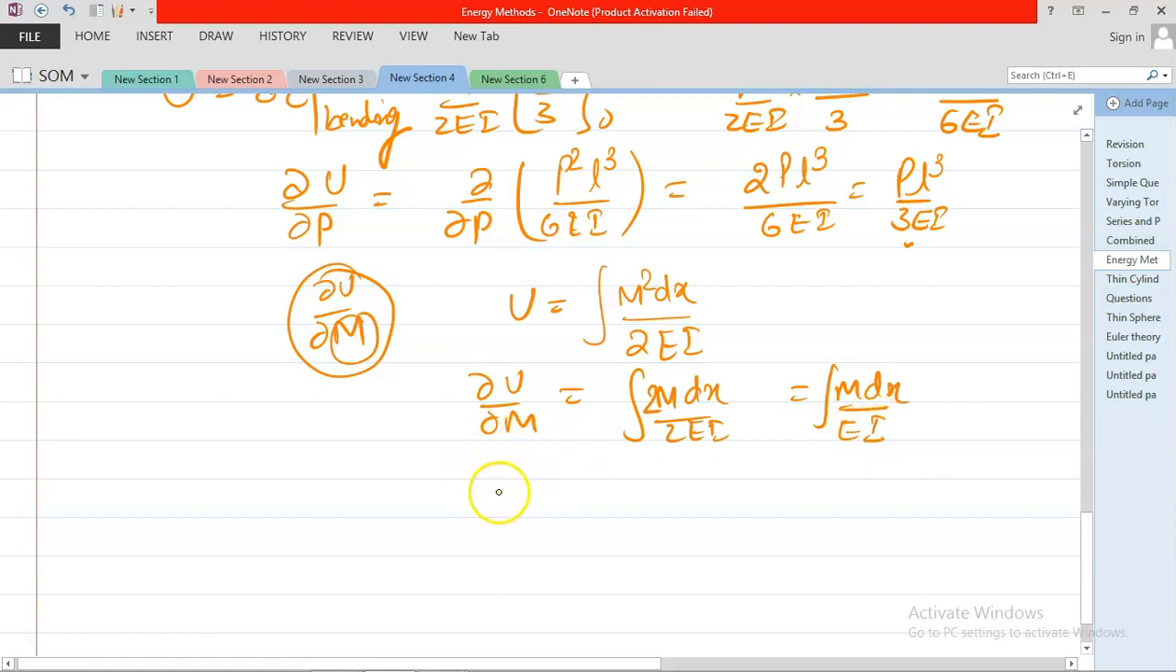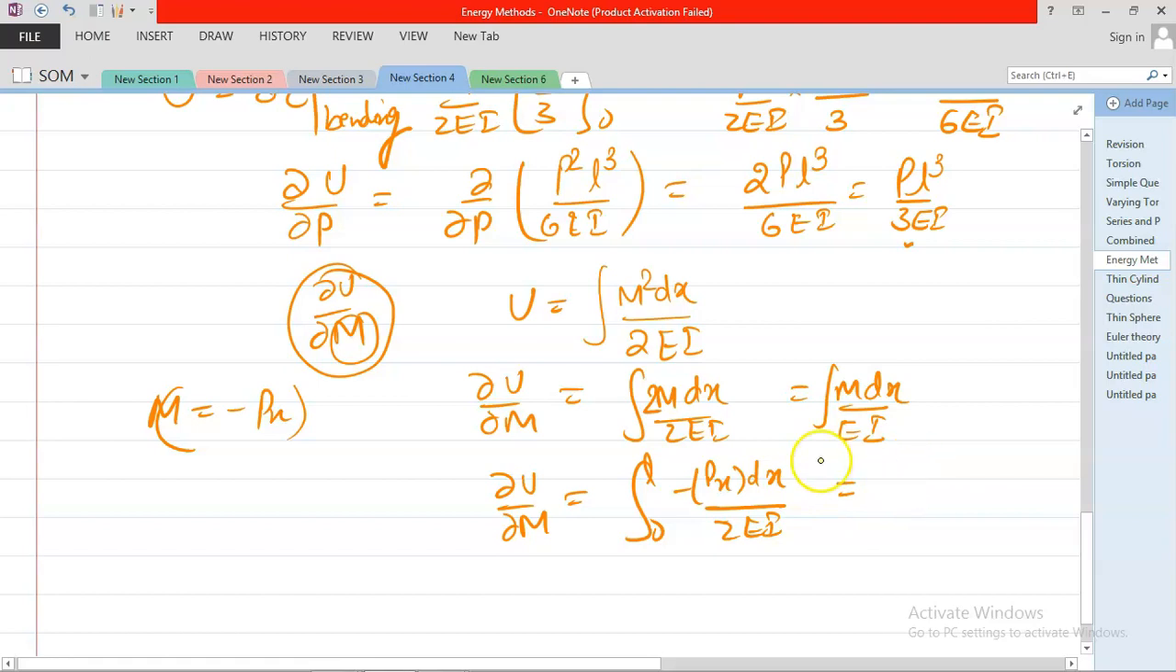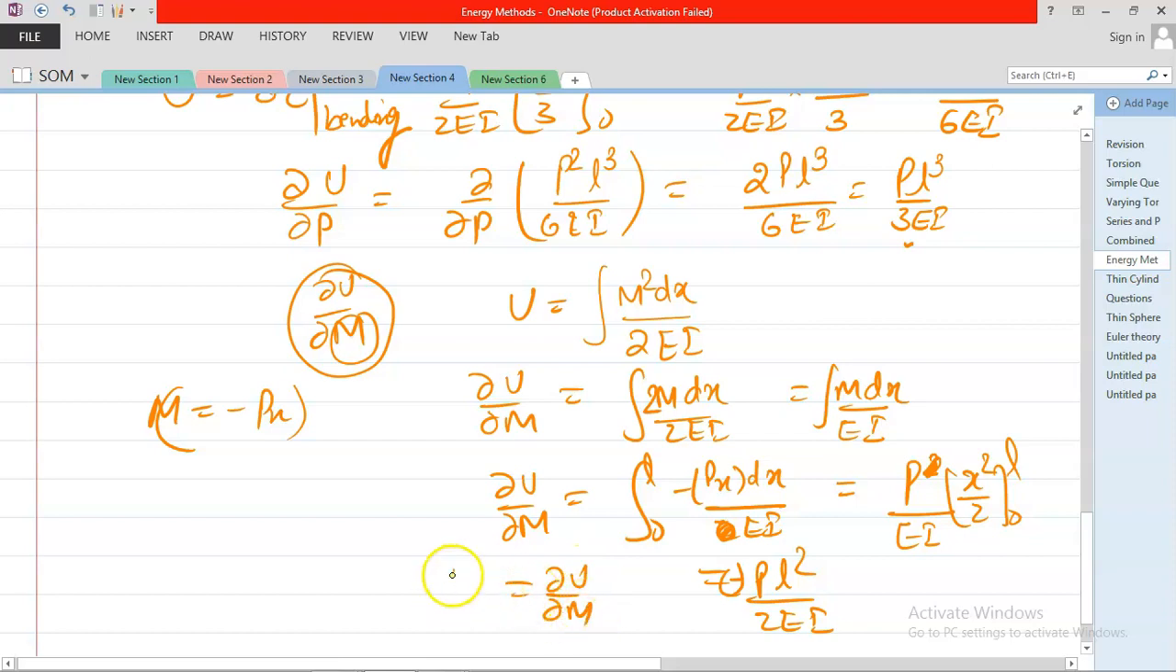You see that your M is equal to minus Px. So I am going to write it like this: integral 0 to L of minus Px dx upon EI. So your value will be PL square upon 2EI. The negative sign would be that of slope. It doesn't matter because you are getting the same result for the slope as we obtained before. I hope everyone is getting this.